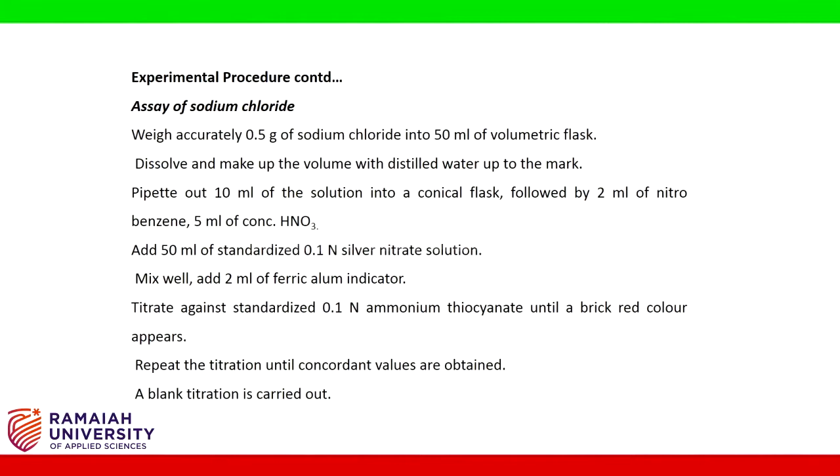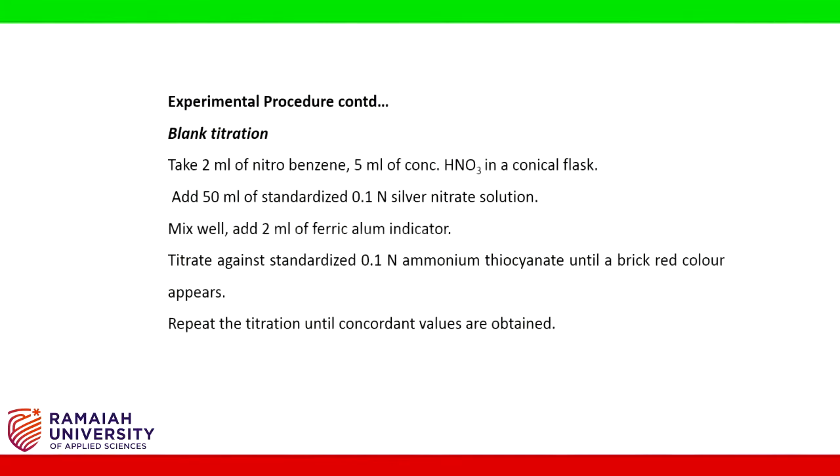A blank titration is also carried out. Take 2 ml of nitrobenzene and 5 ml of concentrated nitric acid in a conical flask. Add 50 ml of standardized 0.1 N silver nitrate solution. Mix well. Add 2 ml of ferric alum indicator. Titrate against standardized 0.1 N ammonium thiocyanate until a brick red color appears. Repeat the titration until concordant values are obtained.